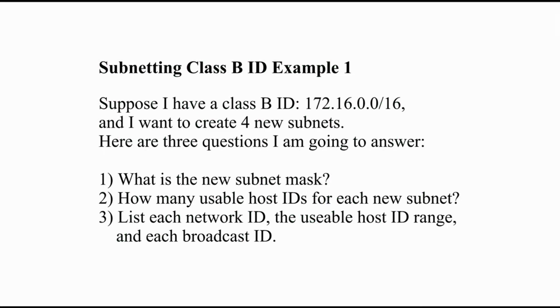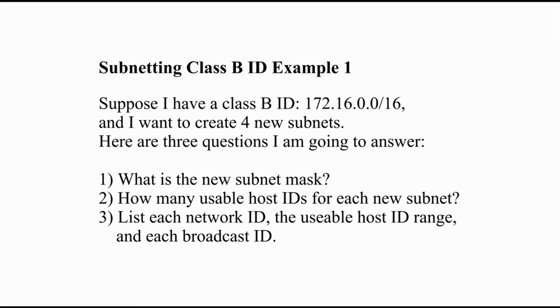Let's take a look at example 1. Suppose I have a Class B ID 172.16.0.0/16 and I want to create 4 new subnets. Here are 3 questions I'm going to answer.